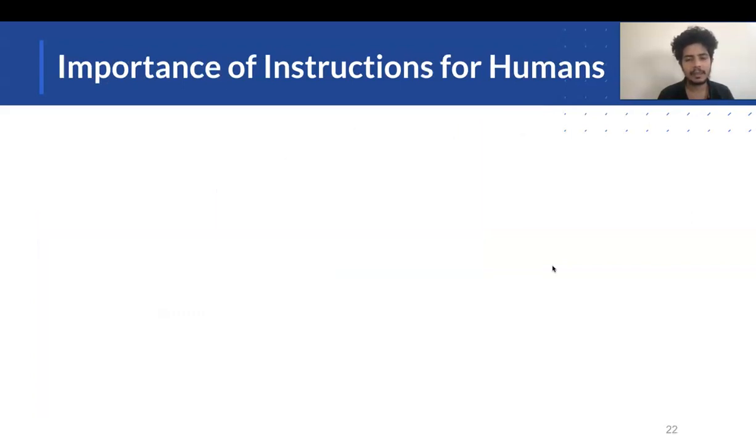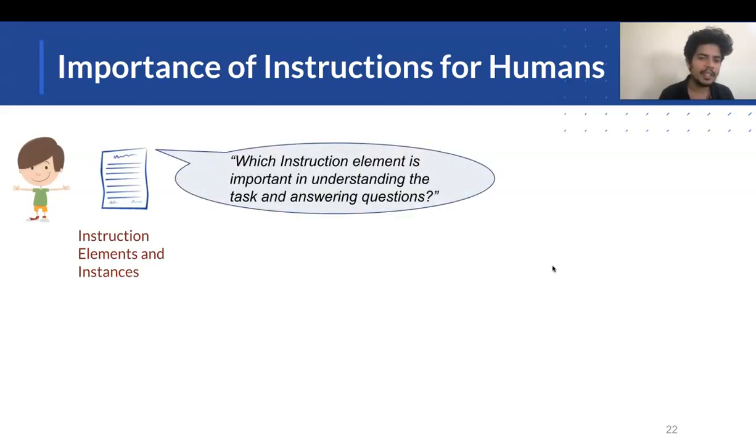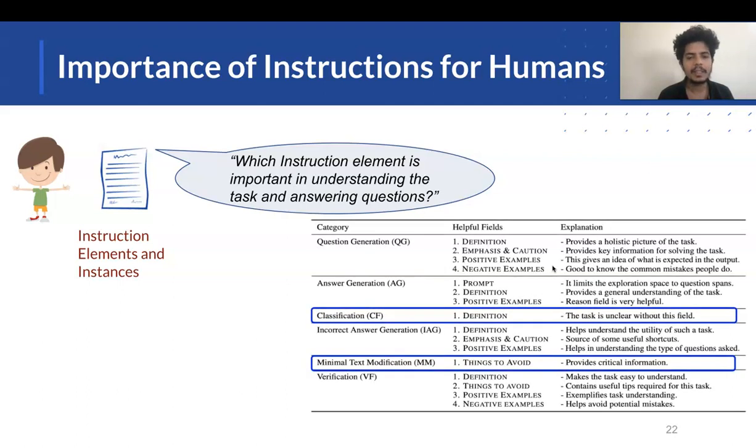Now to understand this better, we conducted a user study where we provided humans with instruction elements and instances, and we asked them to answer this question: which instruction element is important in understanding the task and answering the question? We see that humans also find definition to be important for classification and things to avoid to be important for text modification. So machine and human perception matches. We also asked humans to write explanations, where we find that the task of classification is undefined without providing a definition, because the classes are not clear, and it is indeed hard to learn the classes directly from data without getting access to instruction.